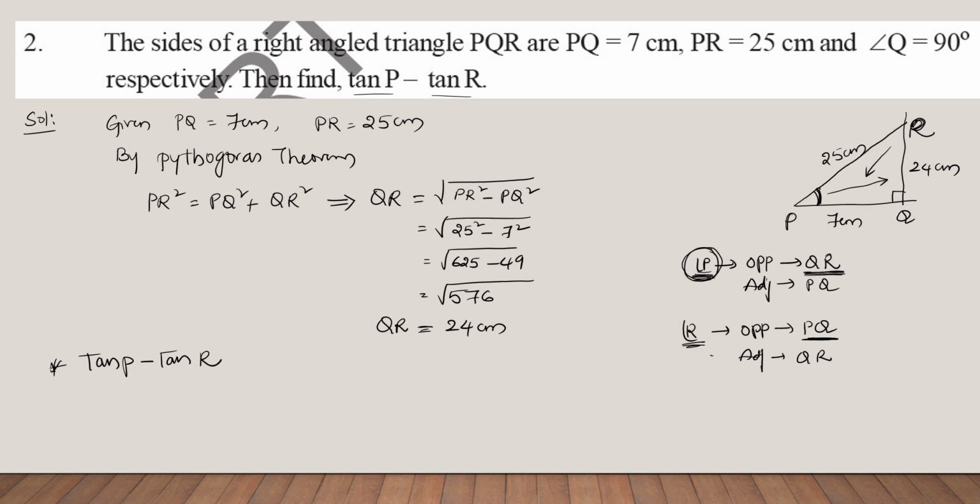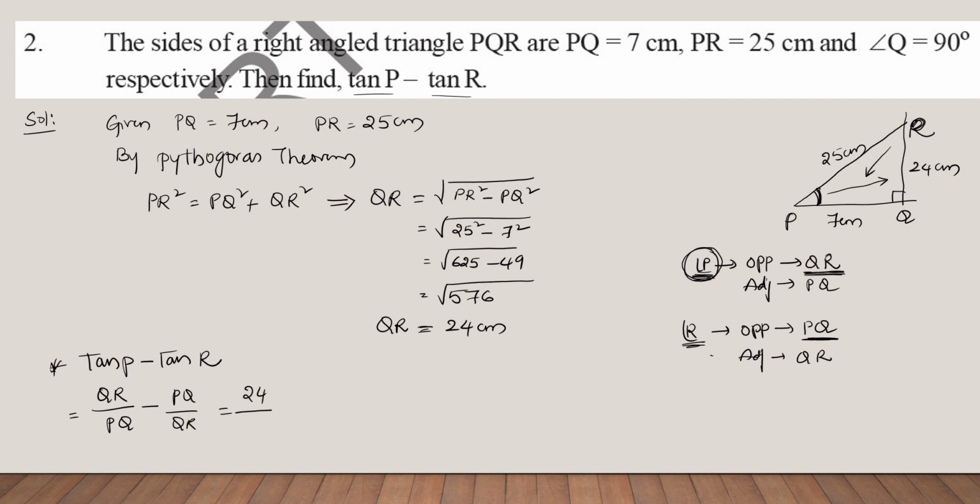Now tan P. Tan P means opposite side to P by adjacent side to angle P. From this I can write QR divided by PQ minus tan R. Tan R means PQ by QR. Now on substituting the values, what is QR here?